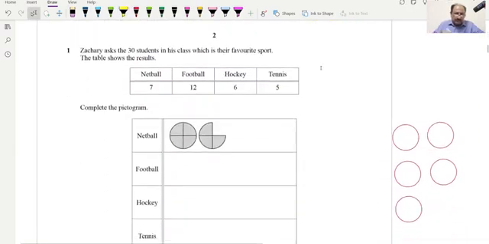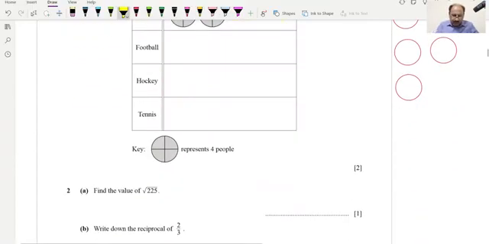Question 1 says this person asked the 30 students in his class which is their favorite sport. The table shows the results: netball, football, these are the games, and these are the people who have chosen each one. Complete the pictogram. Netball they have completed for us, which is 7, and from here the key is provided.